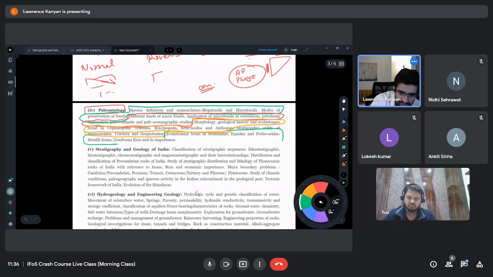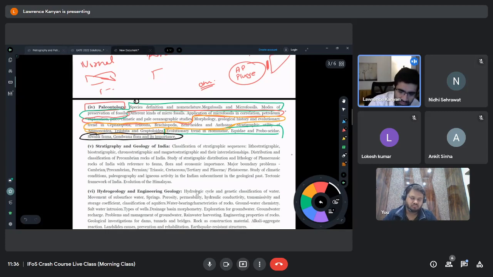And I will cover this one together, and the last part will be Shivalik fauna, Gondwana flora. So it is actually five parts within paleontology. Usually they will not ask two questions from one part.